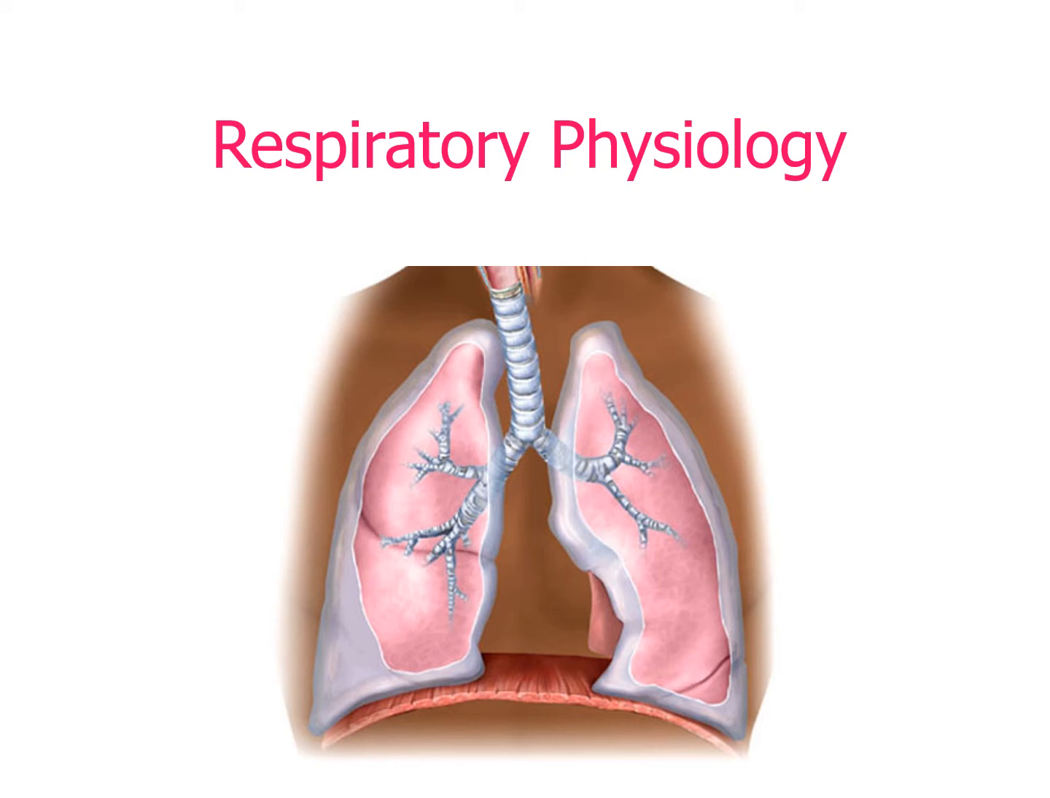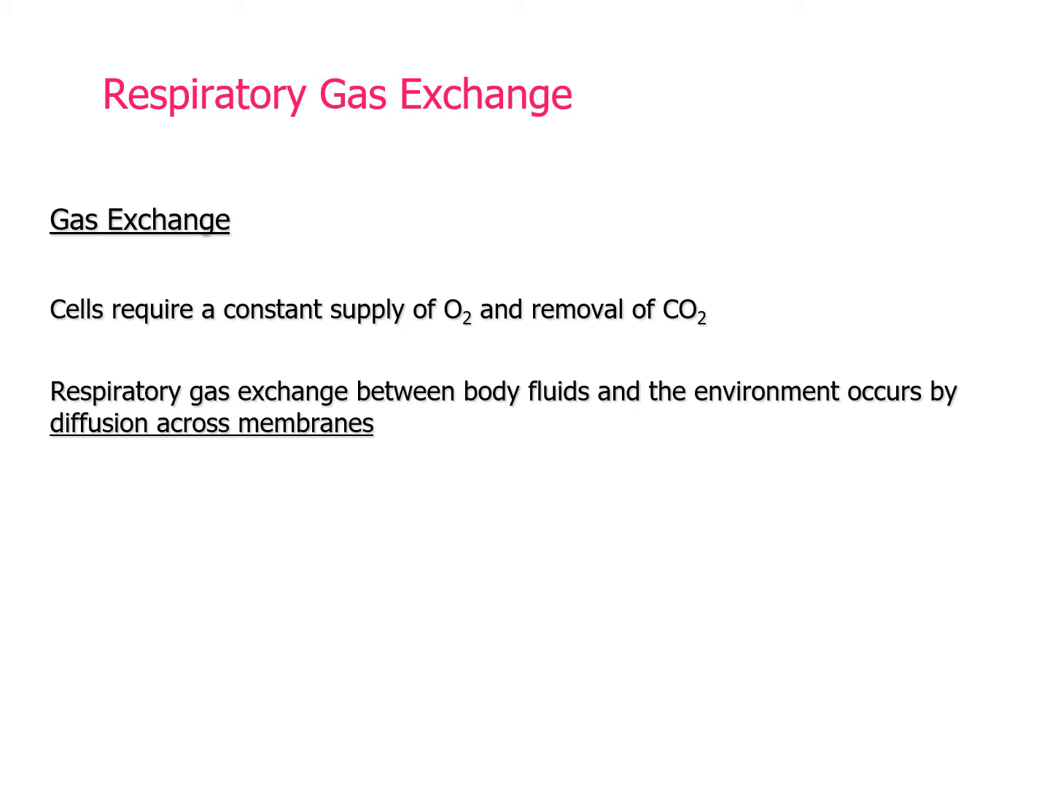This is Unit 6A. It's on respiratory physiology. Well, the respiratory system is geared towards carrying out gas exchange, and that's because the cells throughout your body require a constant supply of oxygen and are constantly producing carbon dioxide, which needs to be removed.